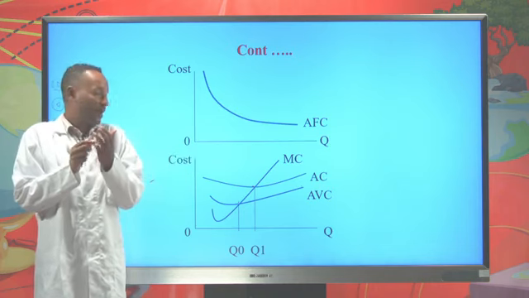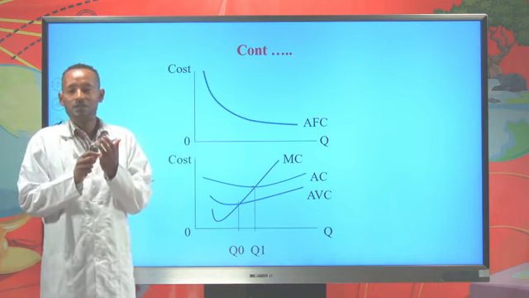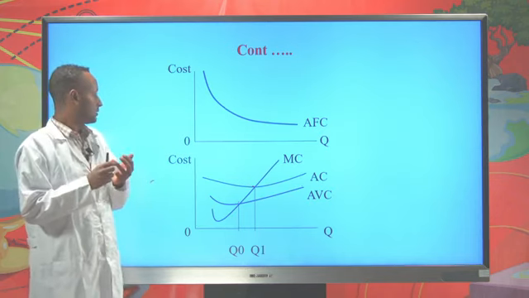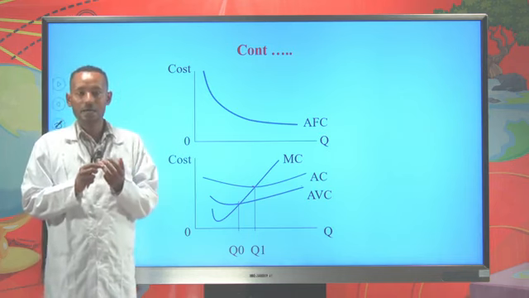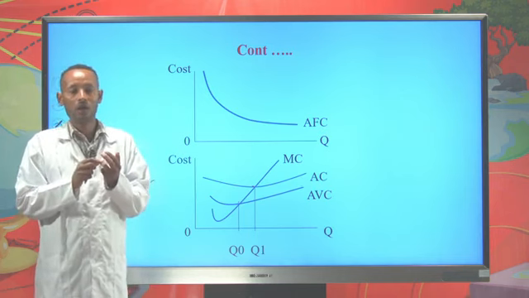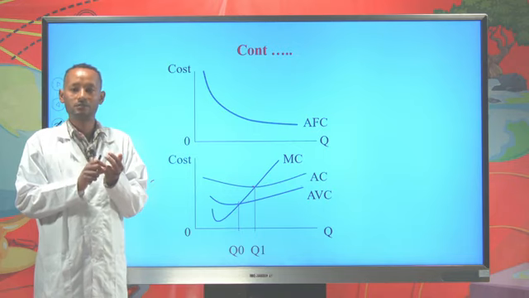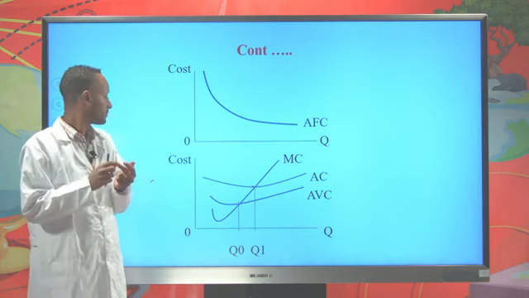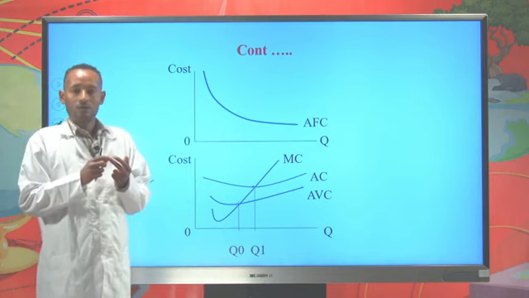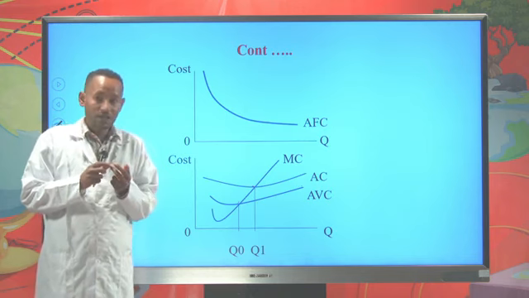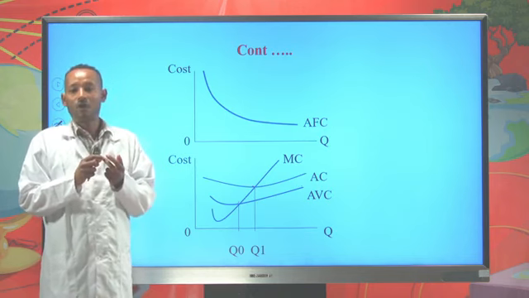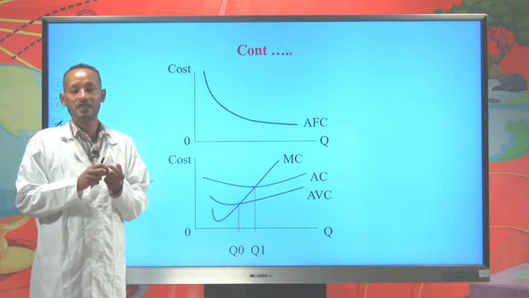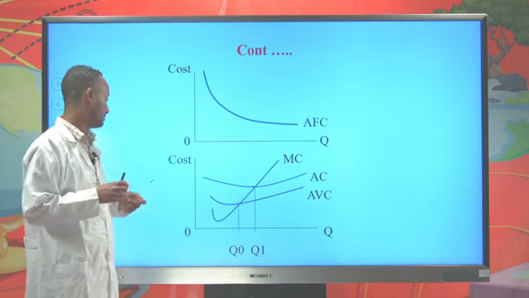So we can point out these relationships between the AC and the AVC curve. First, the patterns of the AC and AVC are similar. Both are U-shaped curves. Second, the gap between the AC and the AVC becomes smaller and smaller as the level of output increases. This is because the AFC curve continually declines. Third, AVC is at its minimum before AC is at its minimum, or AC is at its minimum after the AVC curve is at its minimum.